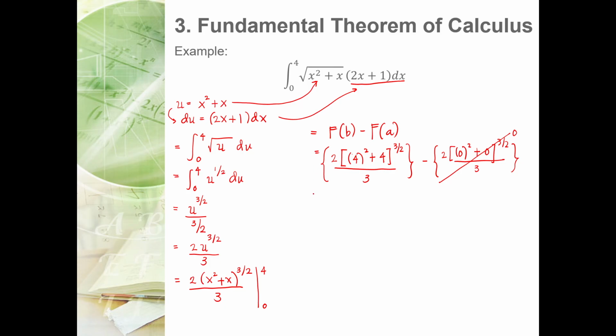Okay, so what we need to evaluate now is the first term. So this becomes 2 times 4 squared plus 4, so that will be 20. So 20 to the 3/2 all over 3. So in radical expression, this becomes 2 times the square root of 20 cubed, all over 3.